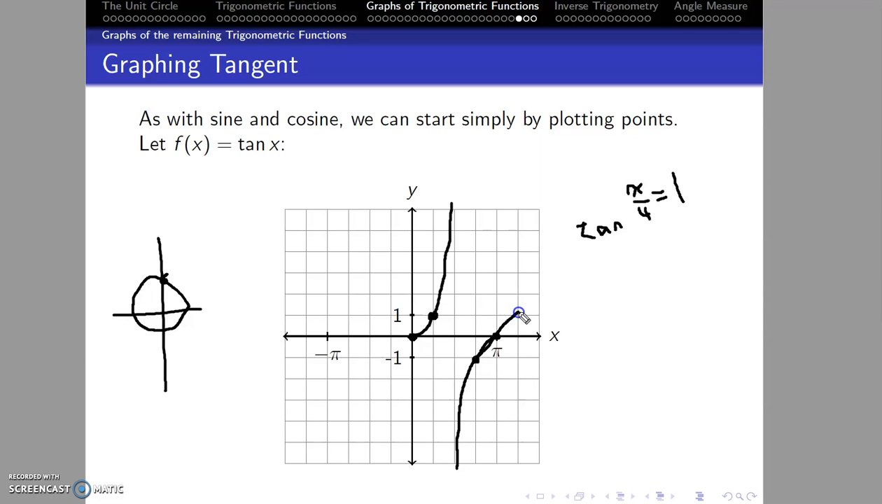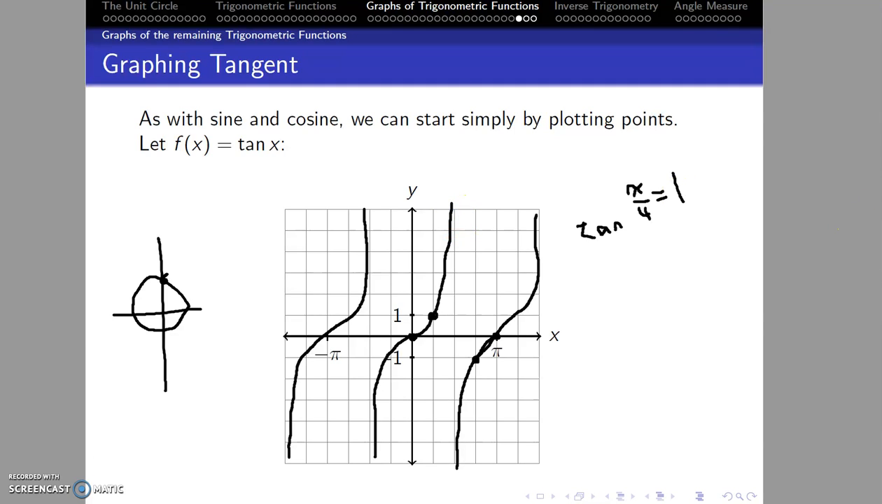And if you were to keep going with this, you would end up with the true graph of tangent. Oops, something looks off about that. That's pi over 2 there. There's pi. Okay, I know what I did wrong. It was mostly right, except we keep going like that. And that is the graph of tangent.